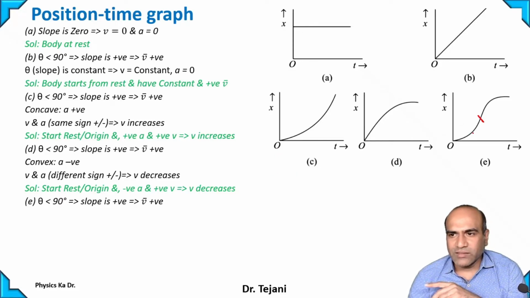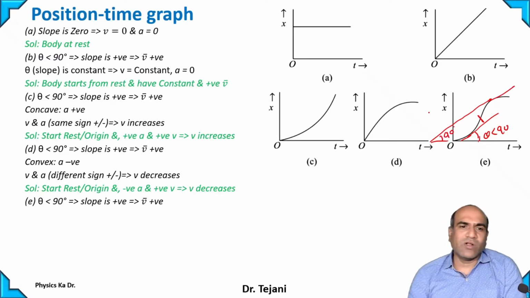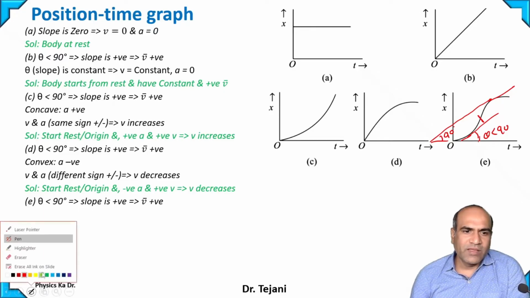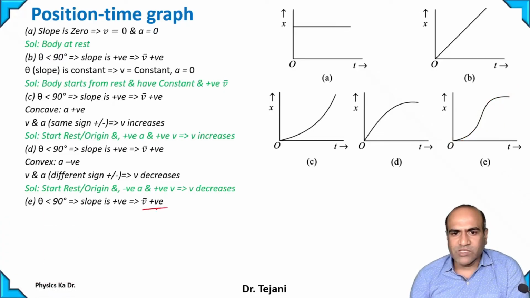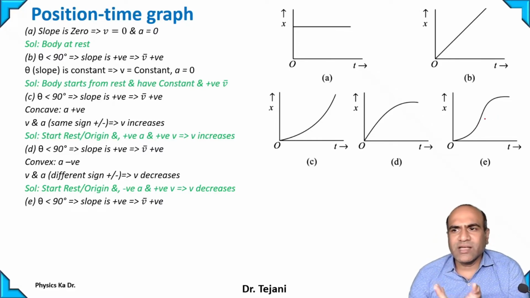Part number one, this part, if you take tangent, is theta less than 90 degrees? Yes. Let us take from this position. Can I take this theta is less than 90 degrees? Yes. So for all the cases theta is less than 90 degrees. That means velocity is positive. That we identified. Good.